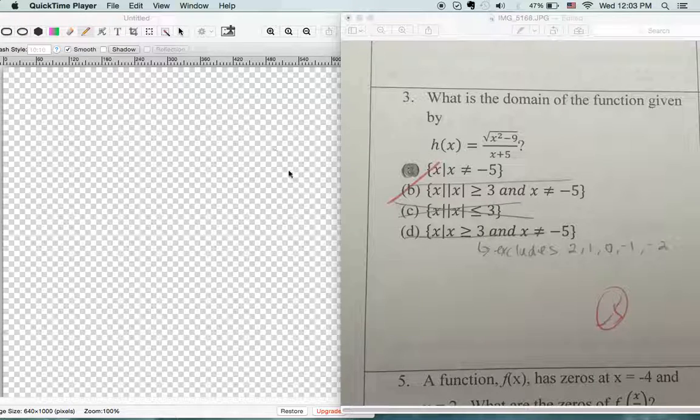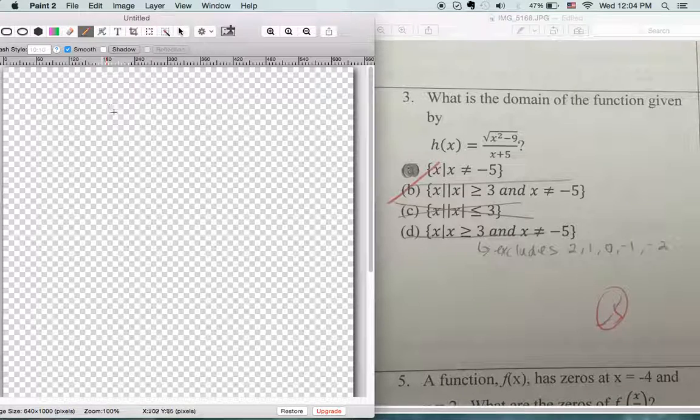So the problem that I got wrong on my last math test was: what is the domain of the function given by h of x equals square root of x squared minus 9 over x plus 5. So I'll be doing a variation of that problem. We'll be finding the domain of a different function.